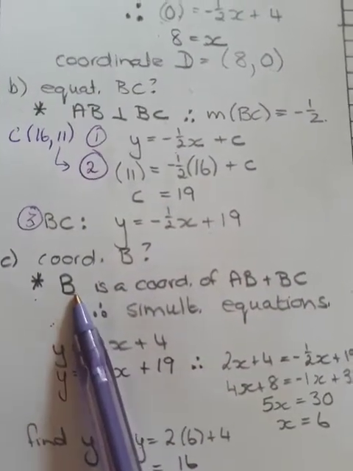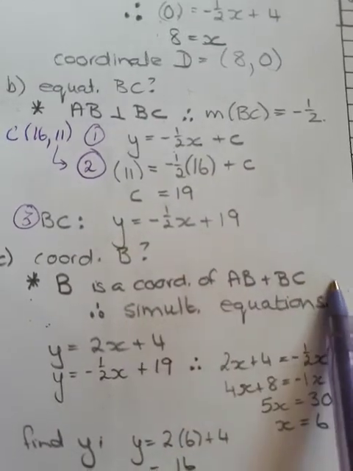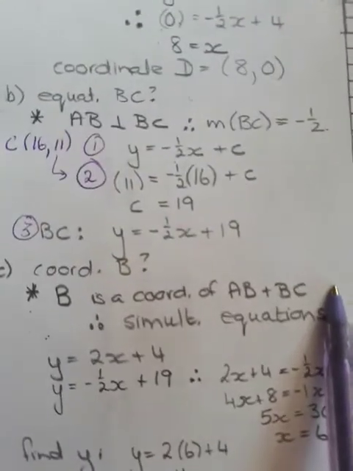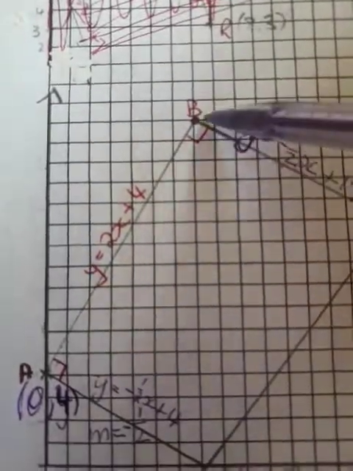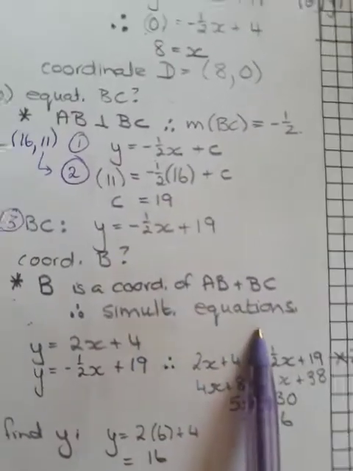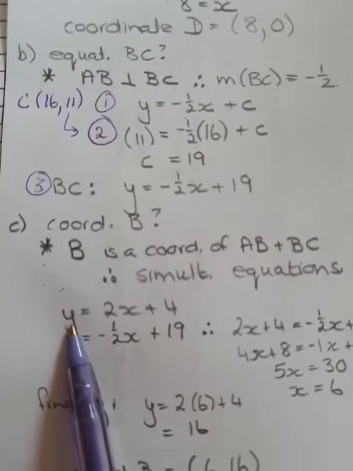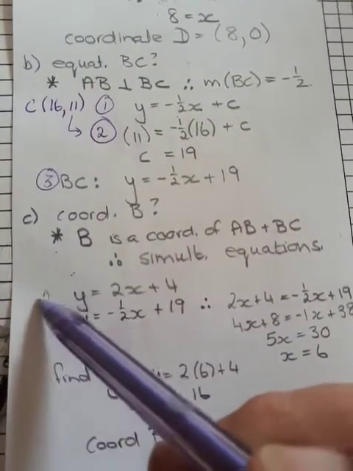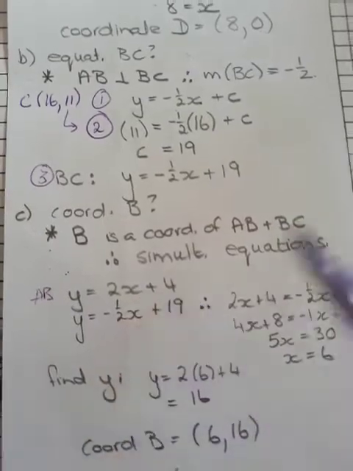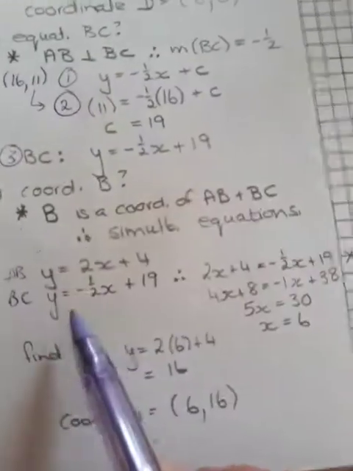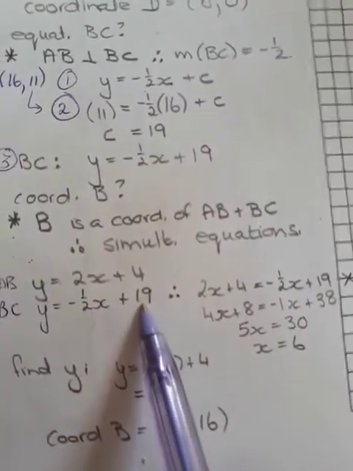Because point B is a coordinate of line AB and BC, that's how we solve simultaneous equations. So you must realize that B is a point on line AB as well as BC, and therefore that brings you to the algebra part of simultaneous equations. So you write down your two equations. Line AB is y equals 2x plus 4, and line BC is y equals negative 1/2 x plus 19.